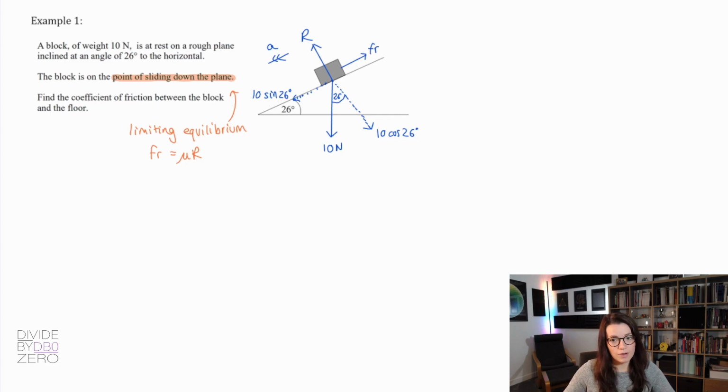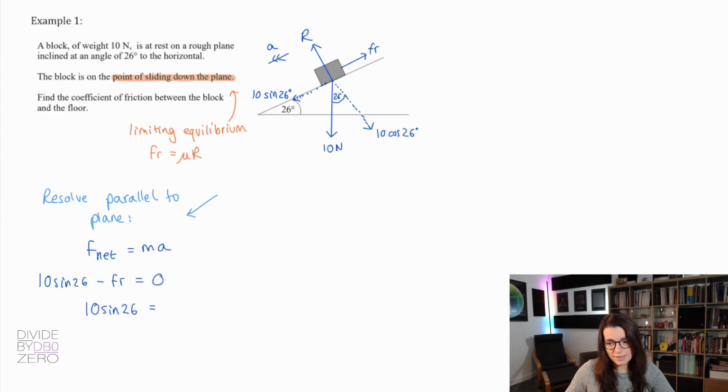Now we can resolve our forces. So first of all, we're going to resolve parallel to the plane, so in this direction. And if we think about Newton's second law of motion here, so F net equals ma, the net force going down the plane is going to be 10 sine 26 minus the frictional force. And that's going to be equal to 0 in this case because the particle is not moving, so acceleration is 0. That means we can rearrange this now to get 10 sine 26 is equal to friction, and we know friction is going to be equal to mu R. This is all we can do at this point.